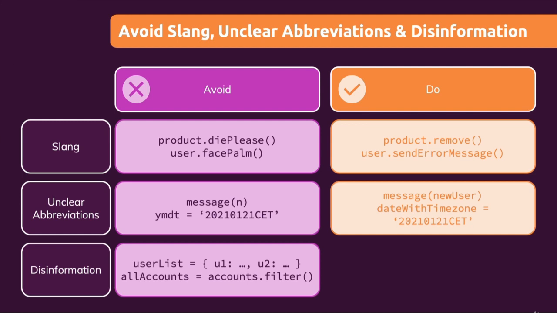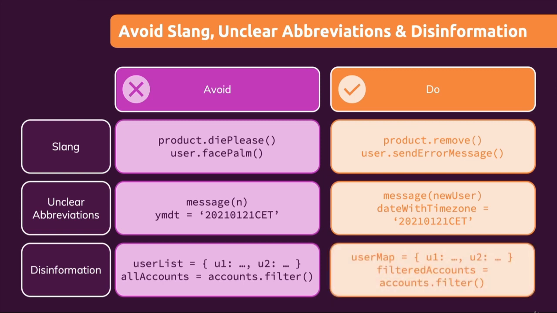All accounts implies that we have, well, all accounts, but instead it looks like we're filtering for certain accounts. So by definition, we probably don't have all accounts. At least it's misleading. So better names would be user map or just user if we store some object or map in that variable instead of a list.